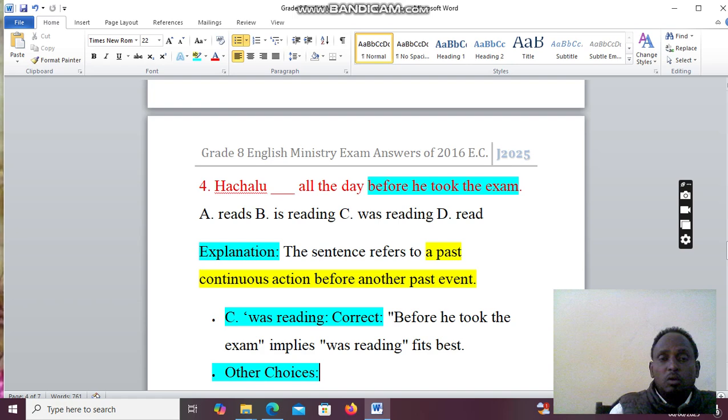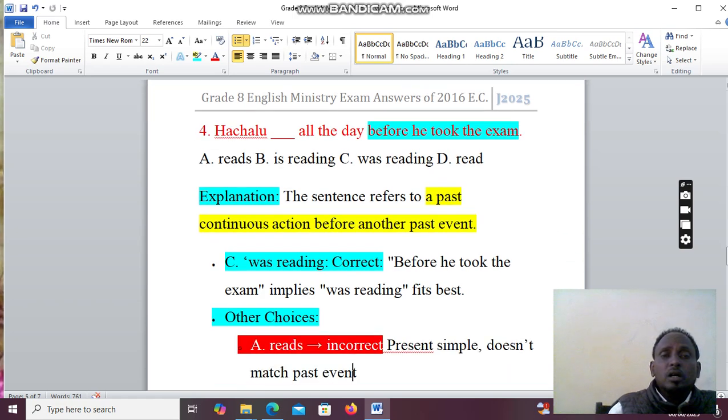Question number 4, or the next question. Hachalu blank all the day before he took the exam. So before he took the exam should be underlined or kept in mind because this is a key expression.